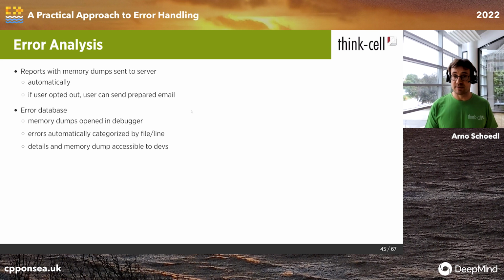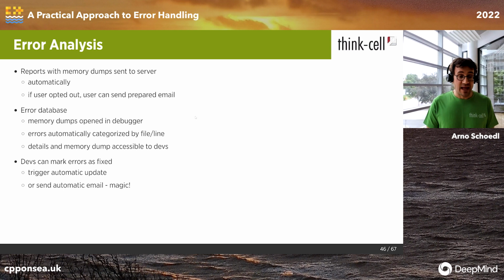They have a little database application that shows all the errors, and you can filter them and prioritize them in various ways. Developers can also mark errors as fixed. You just input the version in which you fixed that error, and that will trigger automatic updates. So if there's an update available that goes to a version where the error is fixed, that update is automatically offered to whoever has this problem.